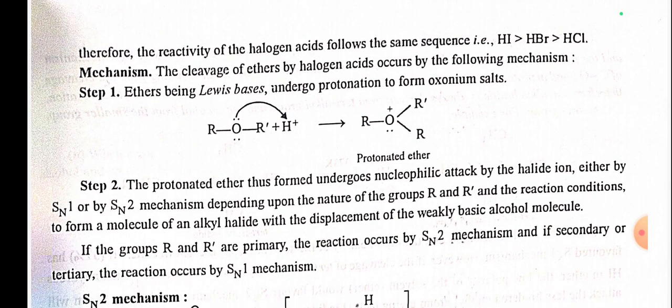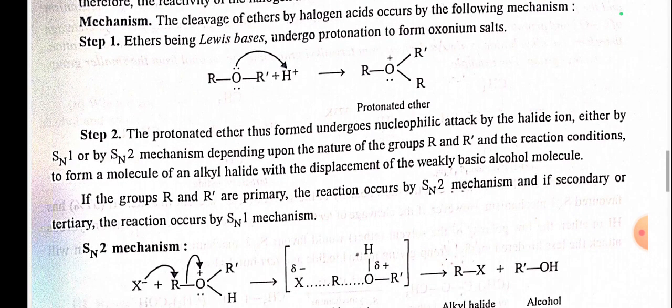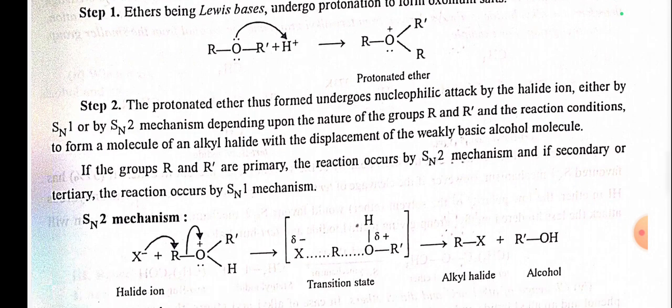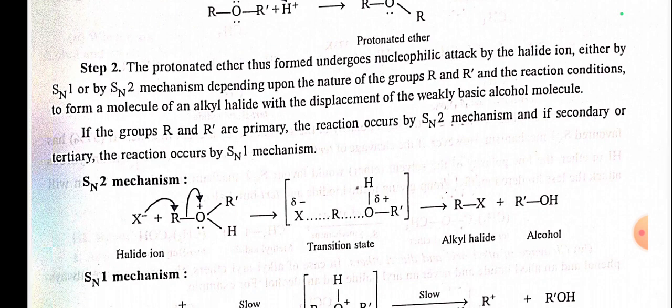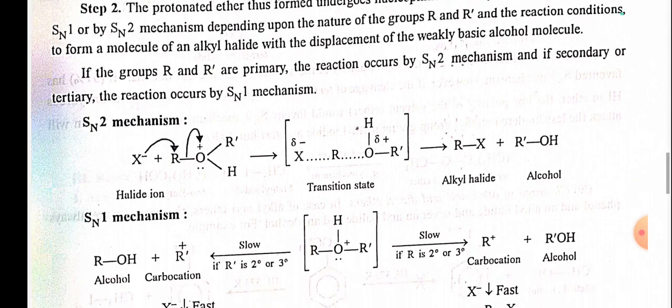Mechanism. Step 1: Ethers, being Lewis bases, undergo protonation to form oxonium salts. Step 2: The protonated ether thus formed undergoes nucleophilic attack by the halide ion, by either SN1 or SN2 mechanism depending upon the nature of the groups R and R' and the reaction conditions, to form a molecule of an alkyl halide with the displacement of a weakly basic alcohol molecule. If the groups R and R' are primary, the reaction occurs by SN2 mechanism. If secondary or tertiary, the reaction occurs by SN1 mechanism.